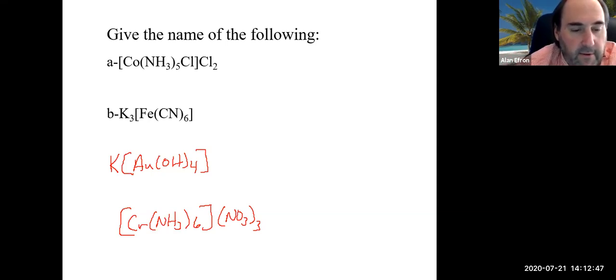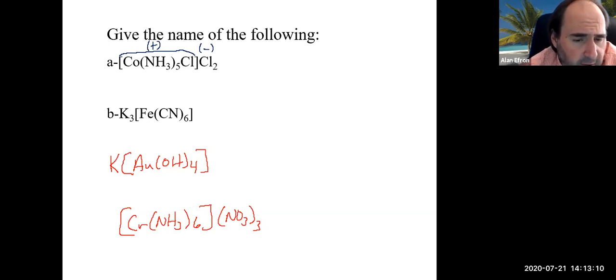Okay, let's see how we're doing here. So start with the first one. Again, just dissecting what we've got going on. We see our bracket up here, so that's our complex ion part. It also comes first, which tells us our complex ion is positive. This would be our counter ion here, which would then be negative.